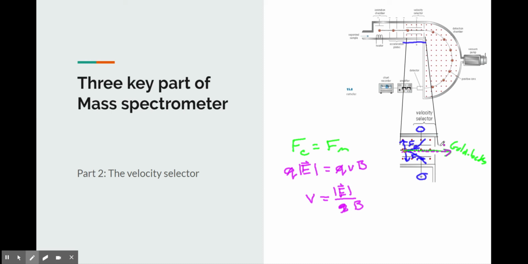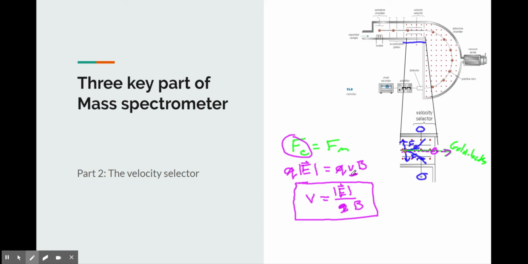Now there may be a bunch of different particles for sure, but the only way they go through here and make it through this opening that we have right at the end here, the only ones that make it through the opening, we can guarantee have a velocity equal to the electric field divided by the magnetic field. Anything that bends up, it's because the electric force is greater than the magnetic force. In other words, those things are moving too slow.